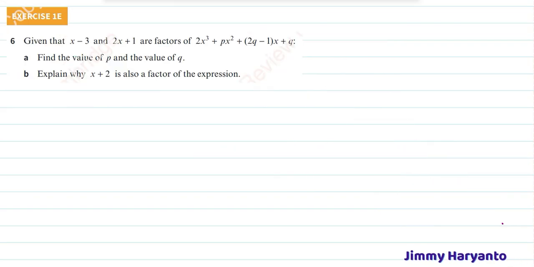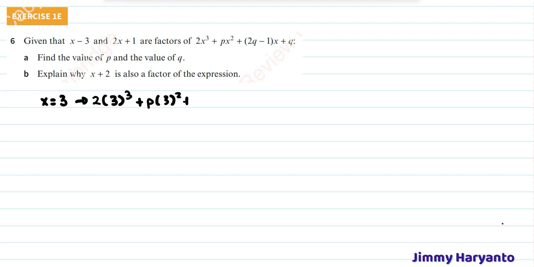Next is question 6. Given that x minus 3 is a factor of the polynomial, that means we can get x equals 3 from the x minus 3, and then just input it like 2 times 3 to the power of 3 plus p times 3 to the power of 2 plus 2q minus 1 times 3 plus q. It has to be equal to 0 because it's a factor.